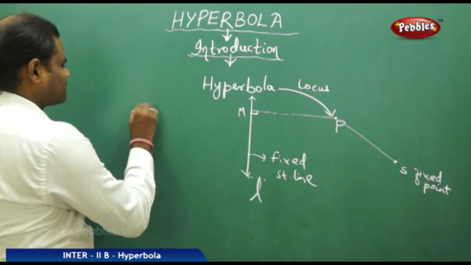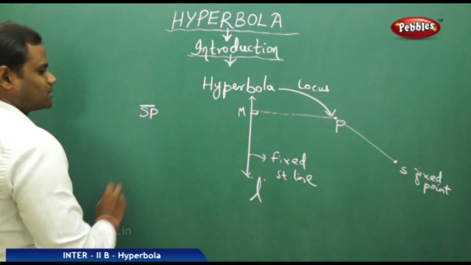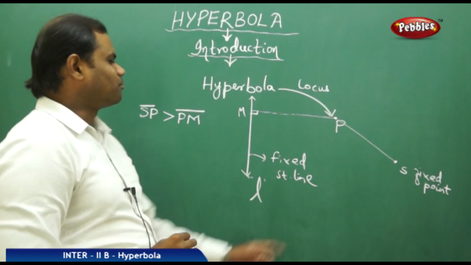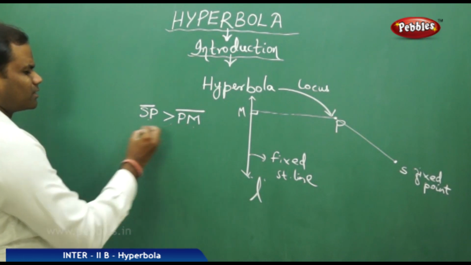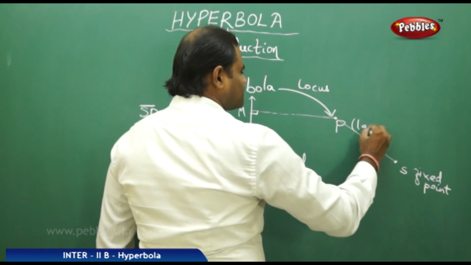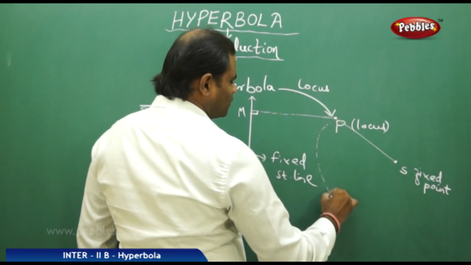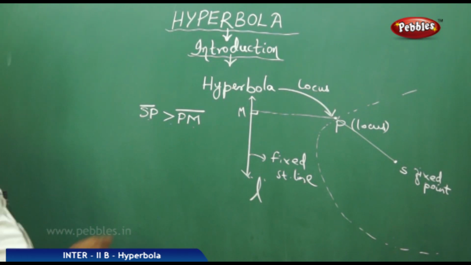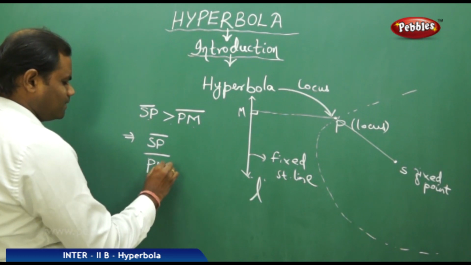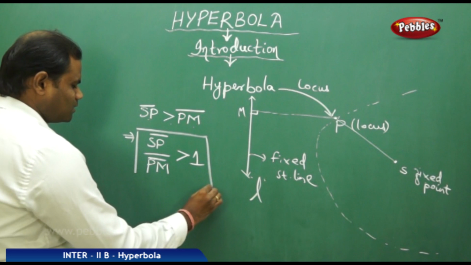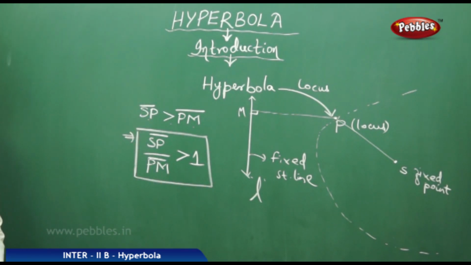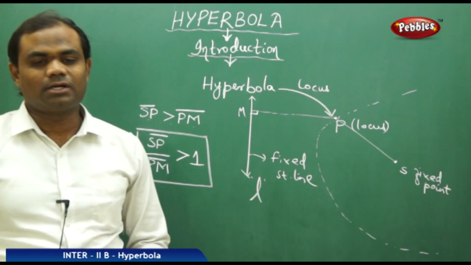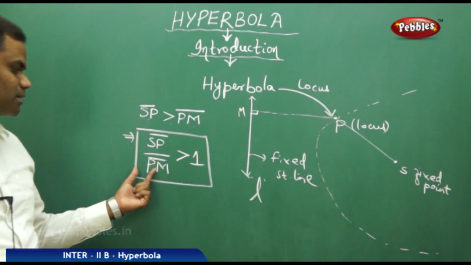That is, if SP, which is the distance from the fixed point S to the locus, divided by PM, which is the perpendicular distance from P to the fixed straight line L, is always greater than 1, then we say the locus P follows a path which we call a hyperbola. That is the condition for existence of a hyperbola. S being the fixed point, L being the fixed line, and P being the locus, SP by PM should always be greater than 1. That is how we connect the hyperbola with its mathematical inequality.